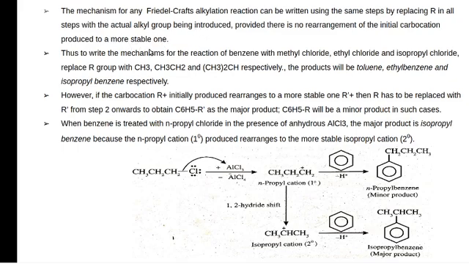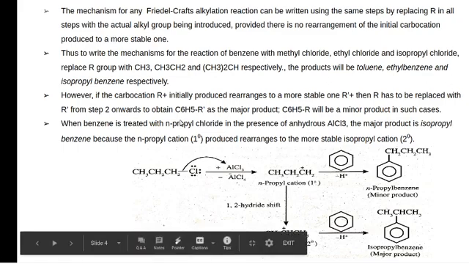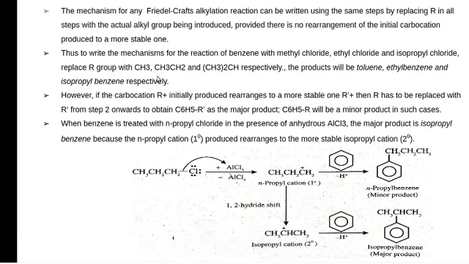Thus, to write the mechanisms for the reaction of benzene with methyl chloride, ethyl chloride and isopropyl chloride, replace the R group with CH3, CH3CH2, then isopropyl group respectively. The products will be toluene, ethyl benzene and isopropyl benzene respectively. So we can replace the R group with methyl group, ethyl group and isopropyl group in order to produce toluene, ethyl benzene and isopropyl benzene.